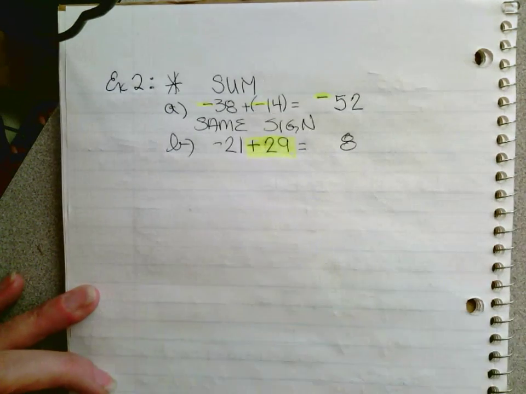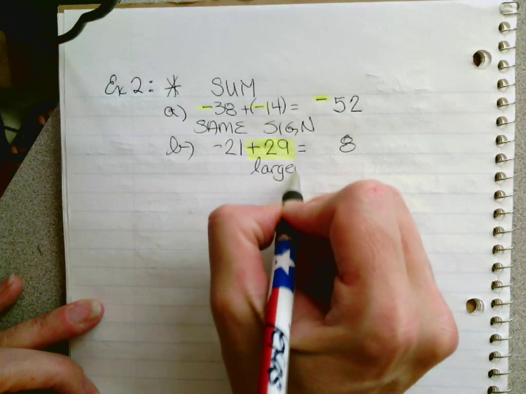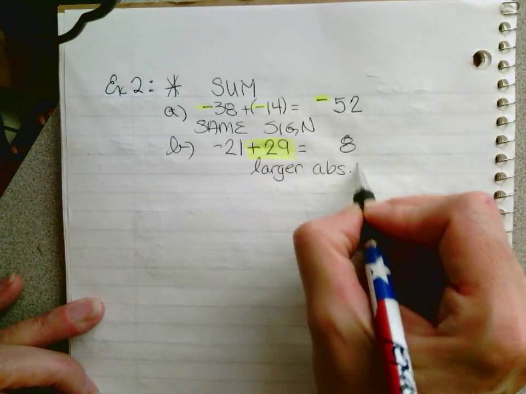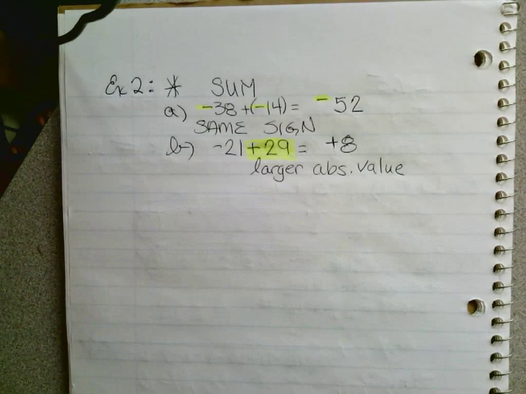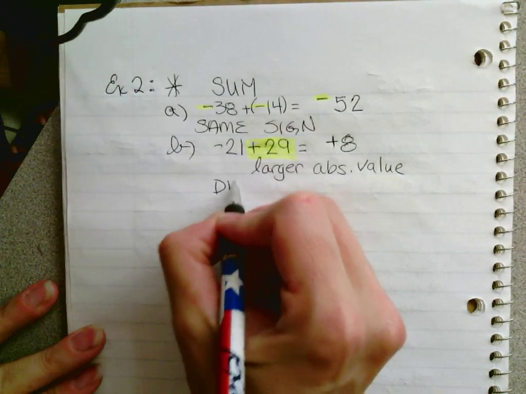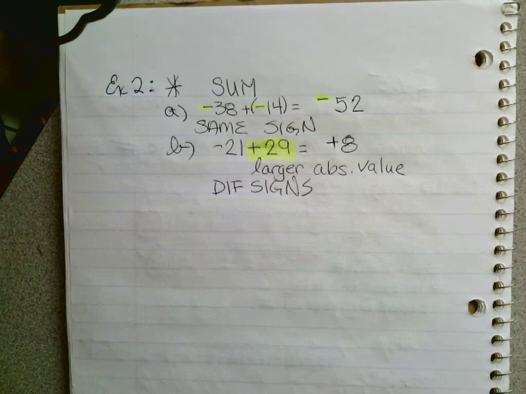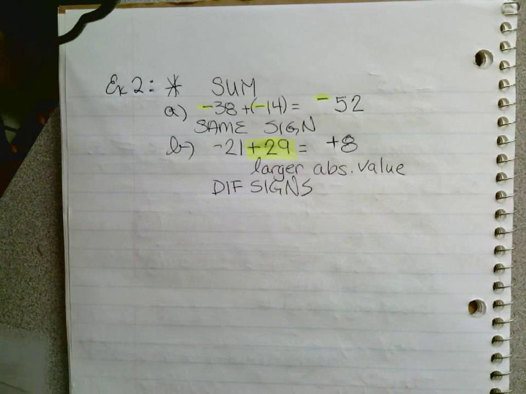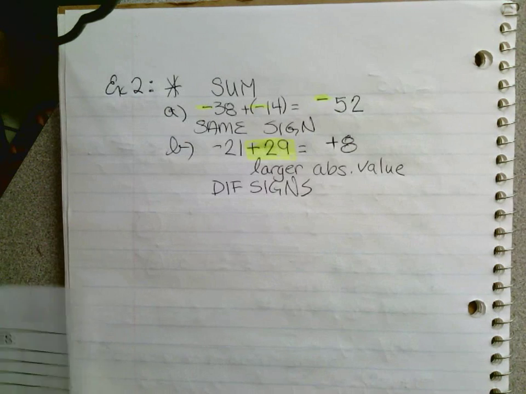The positive 29 has a larger absolute value. Therefore, the answer stays positive. Remember, you don't have to write the positive sign when your answer is positive. I'm only doing that to share that with you. So different signs. Here's your sample. Okay? That, my friends, is different signs. That's example 2. We're just about ready to tag on to example 3. I'll take a breath.